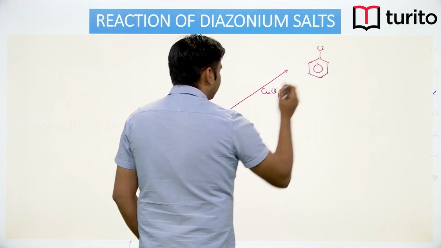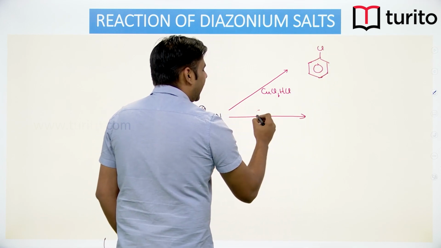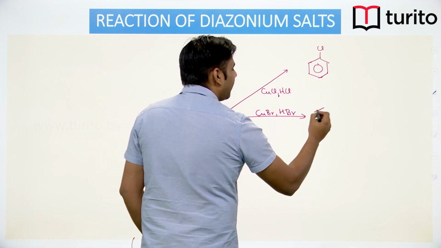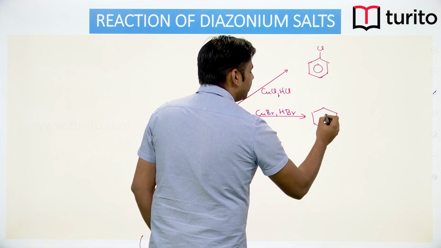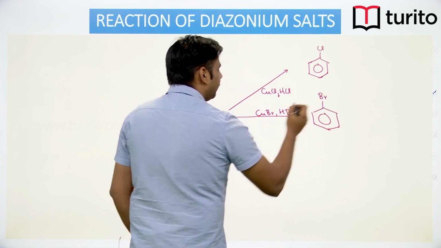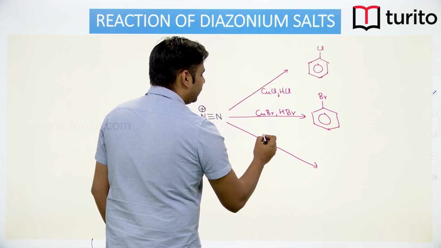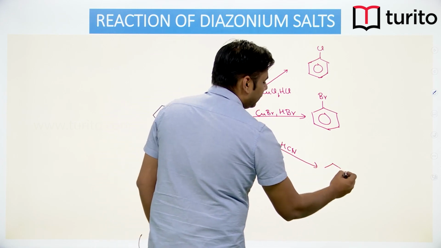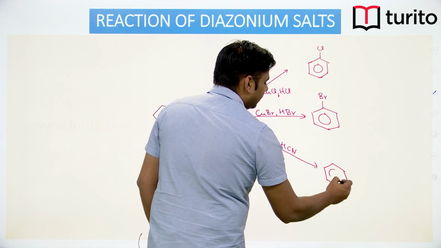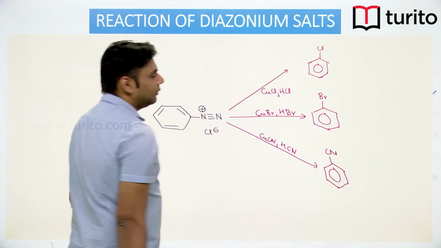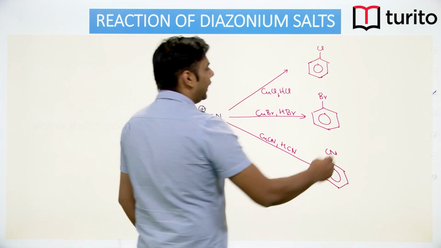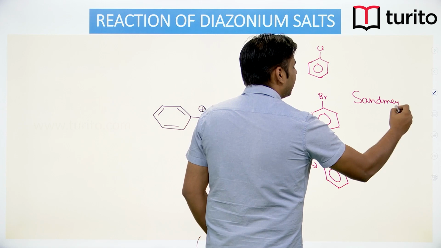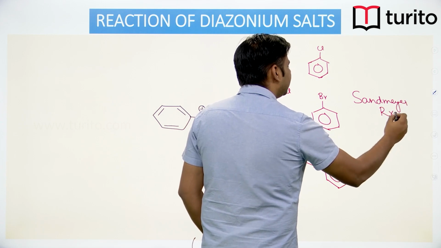If you take CuBr and HBr, we are going to get bromobenzene. If you are taking CuCN and HCN, we are going to get cyanobenzene. So these reactions are called Sandmeyer reaction. I hope you remember these reactions.